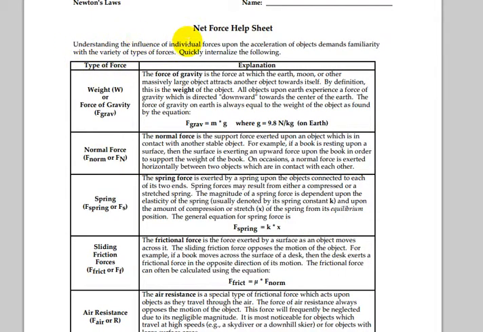Understanding the influence of individual forces upon accelerating objects demands familiarity with the various types of forces. Try to understand each of these, and we've used some of these loosely. The force of gravity, or weight, is the force that the Earth, Moon, or some other massive object exerts on an object, and it is referred to as the weight. So highlight or underline that.